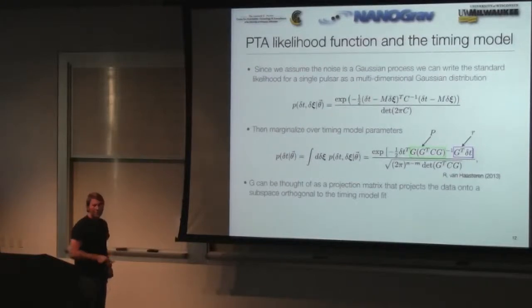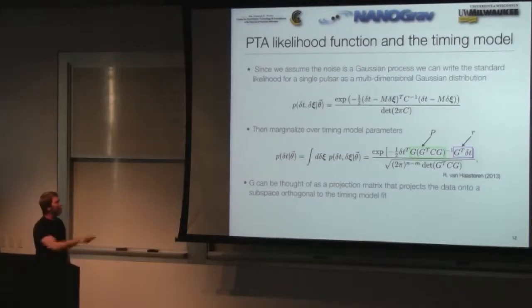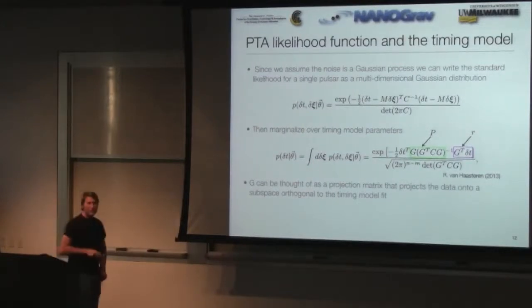So the way that you can think about this is as just another standard Gaussian likelihood, but now you have a covariance matrix and a new data set that are projected onto some subspace that's orthogonal to the timing model. So basically you now have a new covariance matrix that has the timing model subtracted out, and a new set of data that is reduced in dimension because you've subtracted out degrees of freedom from this timing model fit. And so this is the basis of everything that we do.